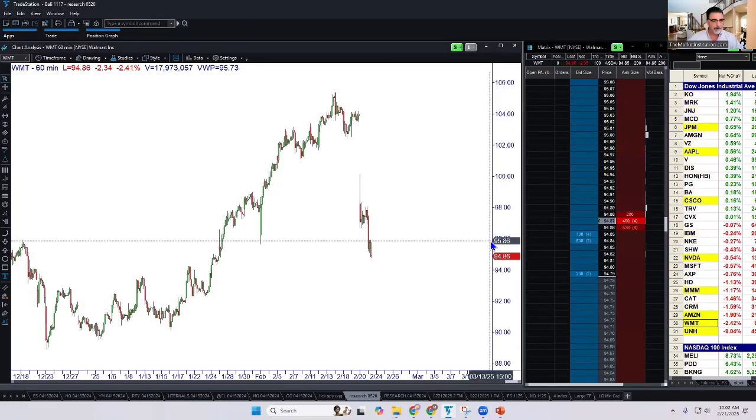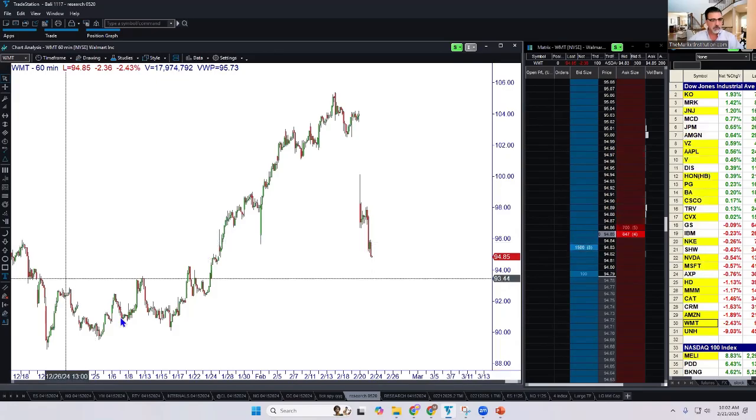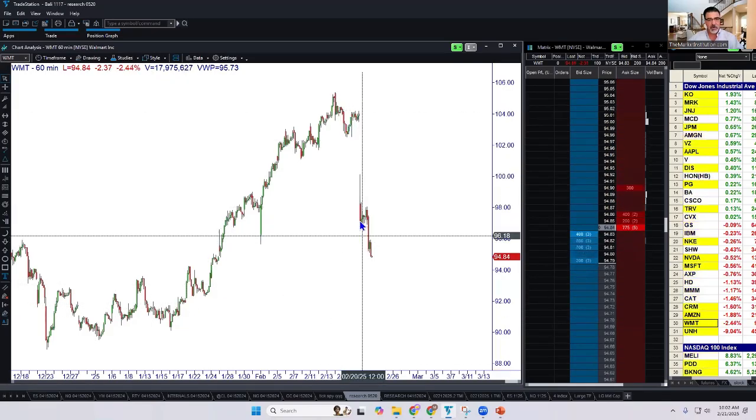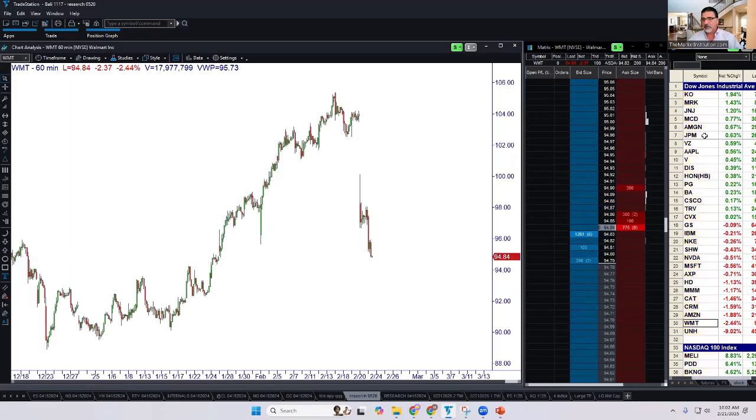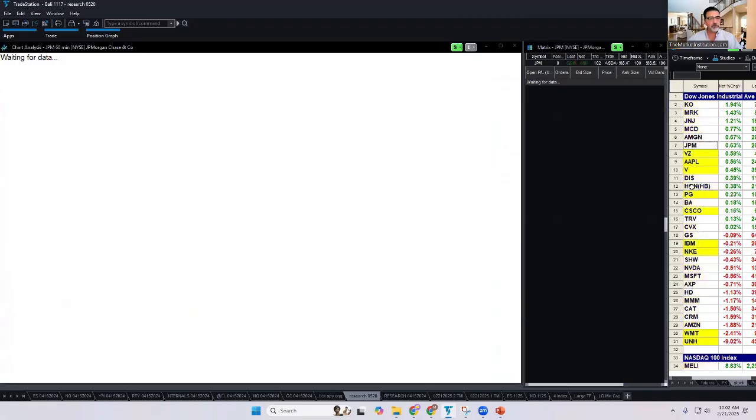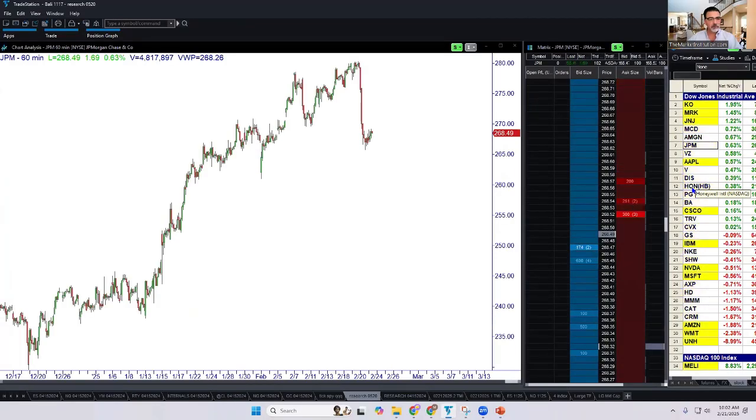Okay. See, we have price dropping. But I want to use the left-hand side of the chart first. Hold on. Okay.